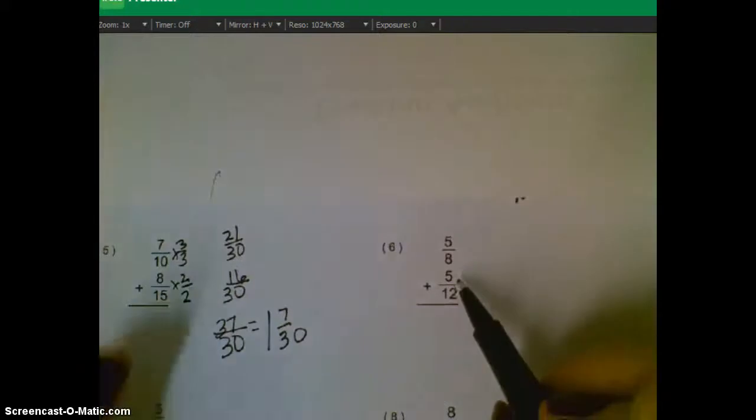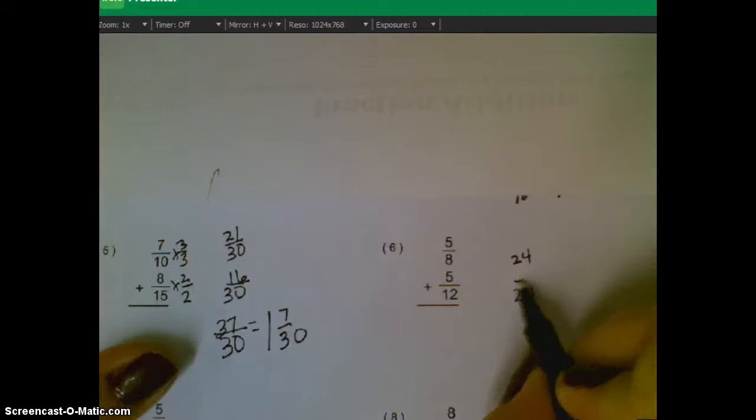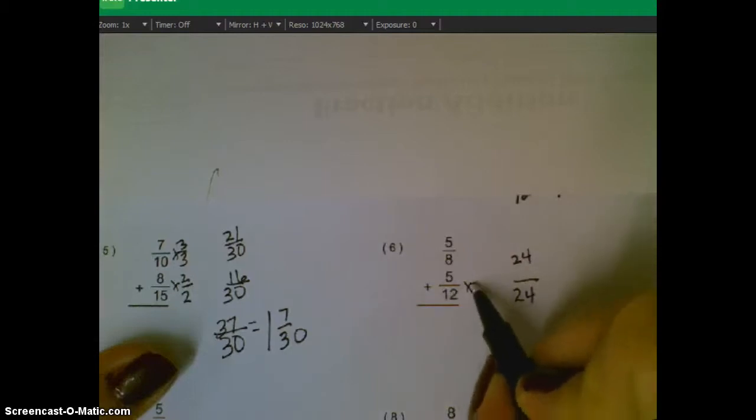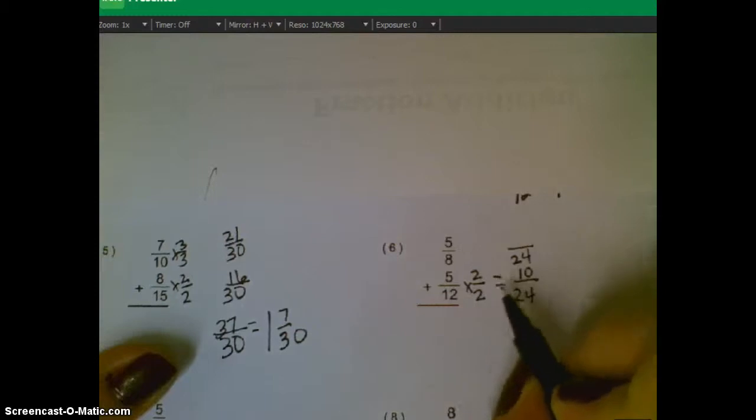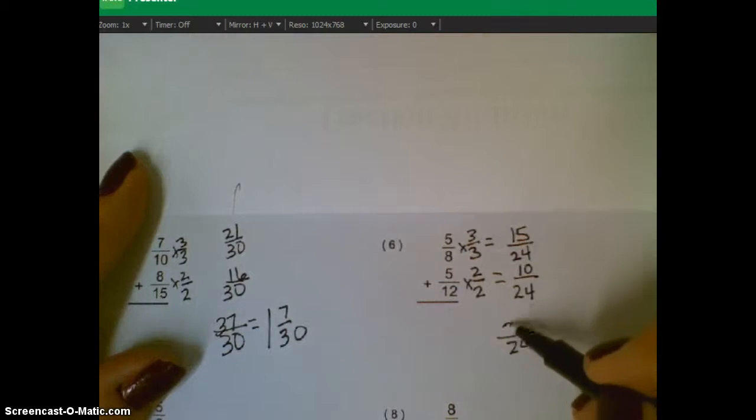A common denominator here I think would be 24. And 12 times 2 will be 24. 5 times 2 would be 10. So those are equivalent. And 8 times 3 is 24, so 5 times 3 is 15. So I've got my denominator of 24. Let's add our numerators, and I get 25. If I take 1 whole out, 24 24ths, I get 1 whole plus 1 left over, 1 and 1/24.